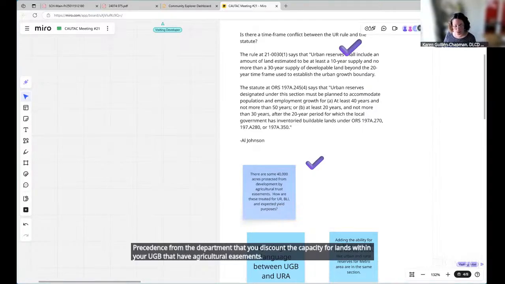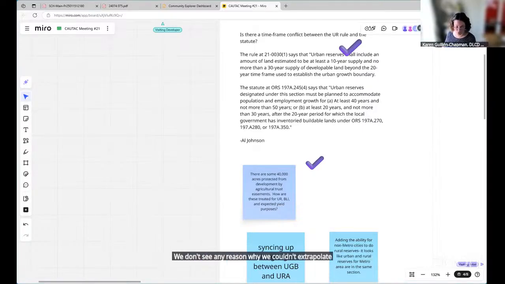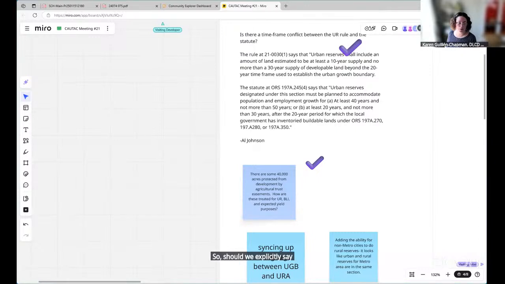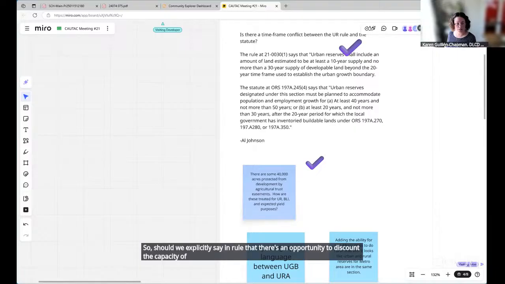We don't see any reason why we couldn't extrapolate that to urban reserves, but I see the comment here that it's not addressed in rule. So should we explicitly say in rule that there's an opportunity to discount the capacity of agricultural trust easements?